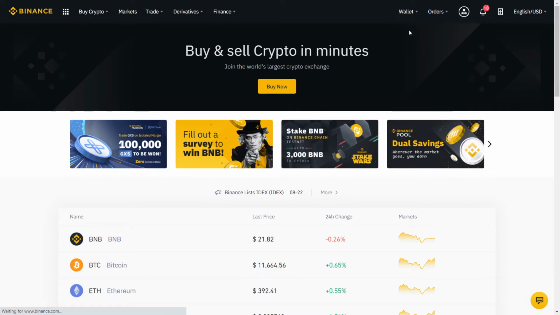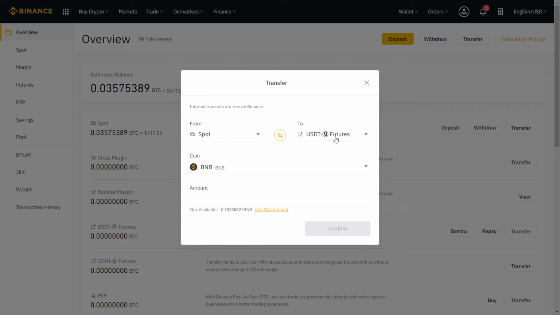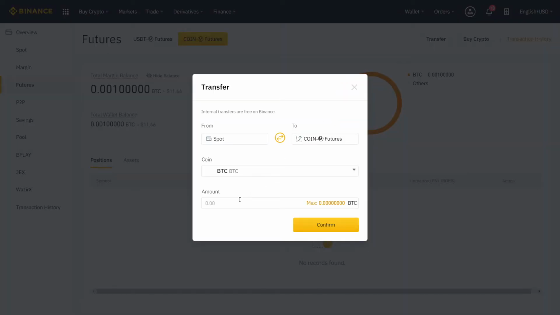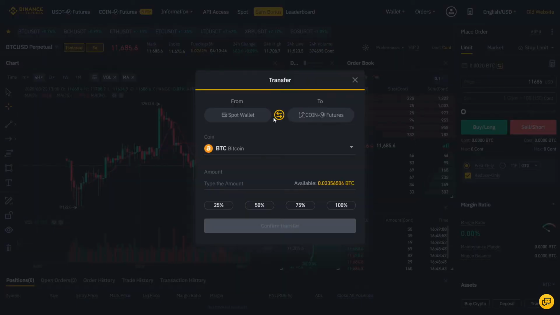To transfer your funds, go to Wallet, Overview, and on the Spot section, click Transfer. In our case, we will send Bitcoin to the coin margin futures. Now select the currency, type in the amount, and click Confirm. Another way is to go directly to the Futures tab. Now we will do the exact same way as before, and there we have it. Keep in mind that internal transfers are free on Binance. To withdraw, just click here and you can send your Bitcoin back to your spot wallet.